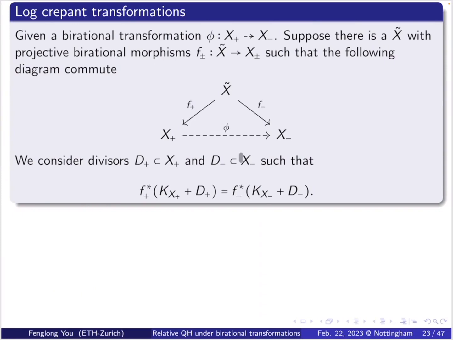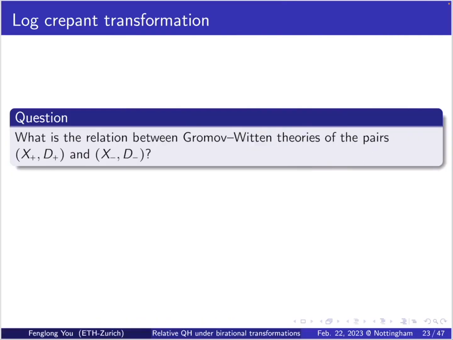So let's go back to the setup here. We have a birational transformation between X plus and X minus, and they can be discrepant. And what we do is to consider divisors D plus and D minus, such that we have an equality like this, which I call log K equivalent. Then the question is how to relate Gromov-Witten theory of these two pairs.